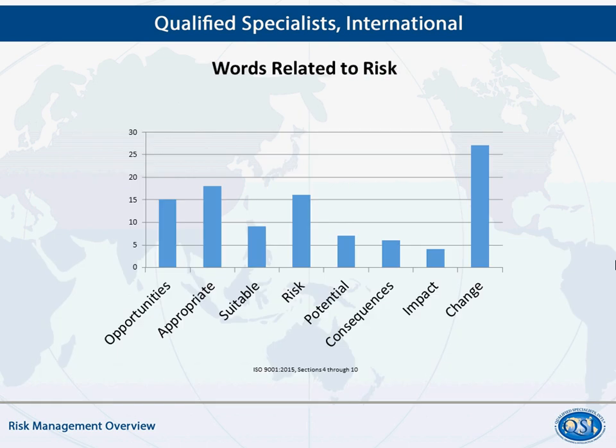So in looking at the words of the standard, I associate other wording with risk. When I see the words "opportunities," that's where preventive action used to be. Appropriate, suitable, risk, potential, consequences, impact, change. So you can see where this is going. If you categorize all these other words under risk, that's another prism view of how you might want to look at risk and what it means to your processes and or your products.